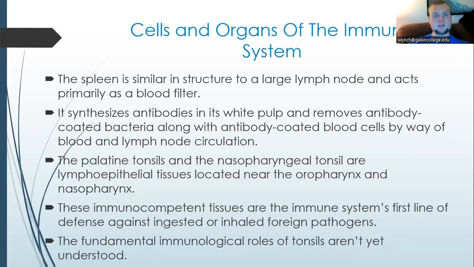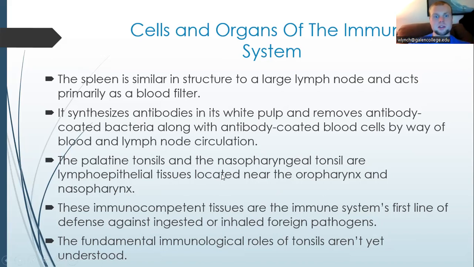Next tissue type is going to be the tonsils. We have several different tonsil populations. We have the palatine tonsils. We have the nasopharyngeal tonsils. All right, and we also have the lingual tonsils. Palatine tonsils are going to be at the back of the throat on either side. The nasopharyngeal tonsil is going to be at the back of the nasal cavity. This is also known as the adenoid tonsil. The lingual tonsil is going to be at the base of the tongue.